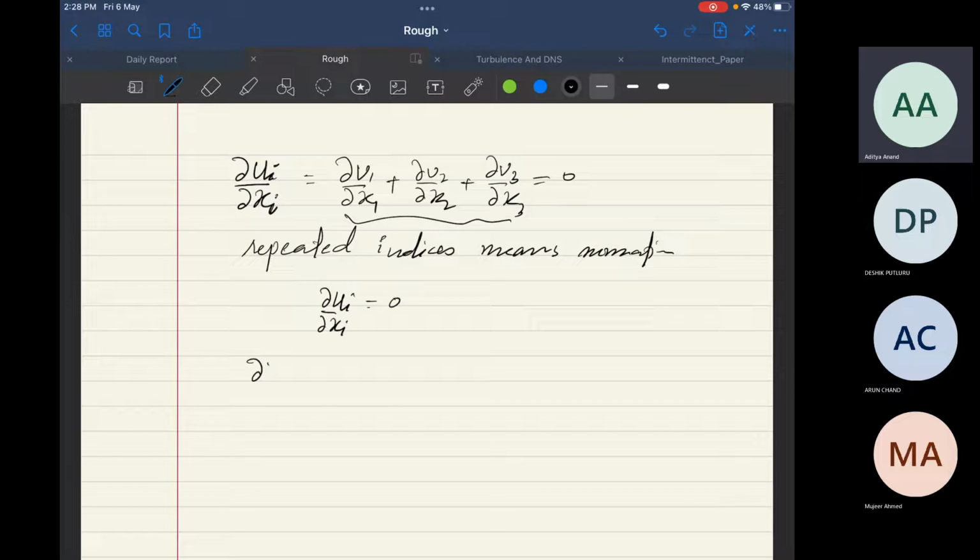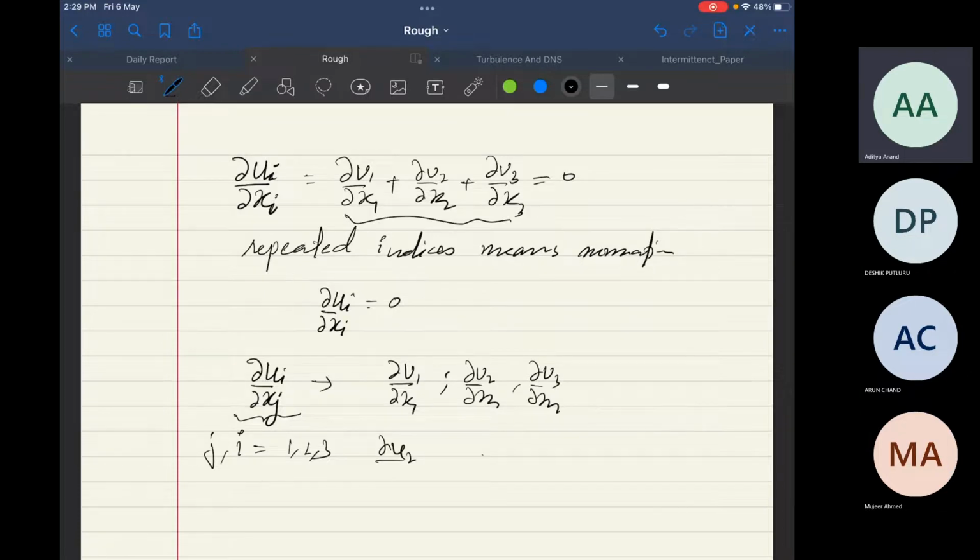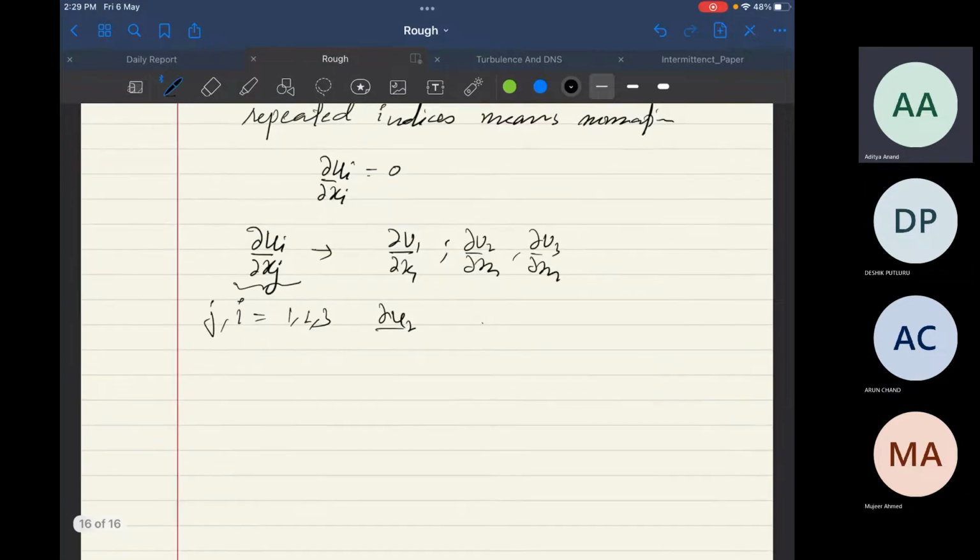Now, if this expression had been del ui by del xj, since the indices are not being repeated here, there is no summation here. But your indices can go from 1, 2, and 3. Both i and j can go from 1, 2, and 3. So this notation actually represents all your gradients. It can represent del u1 by del x1, del u2 by del x2, del u3 by del x3. Similarly for v, del u2. So it can represent all the 9 components. We can represent all the 9 components using this simple expression.